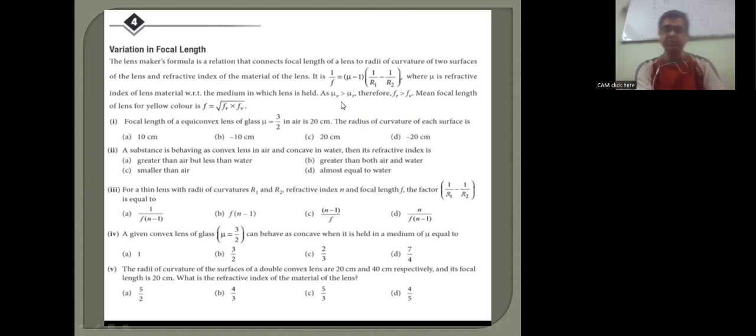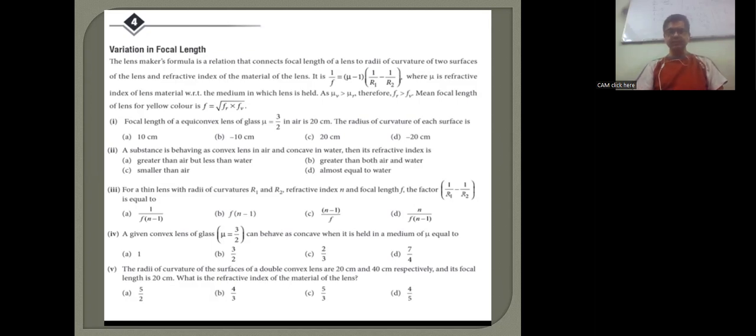As mu of violet is more than mu of red, therefore the focal length of red is more than the focal length of violet. Mean focal length of the lens for yellow color is the root of the focal lengths of red and violet. Now come to the question.